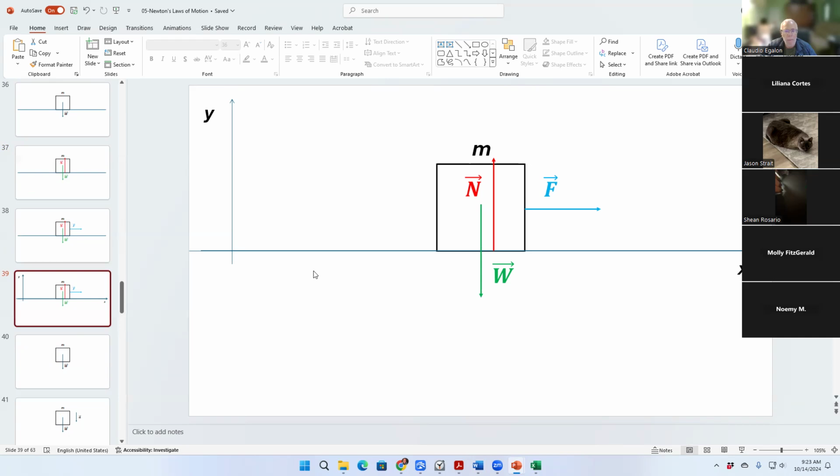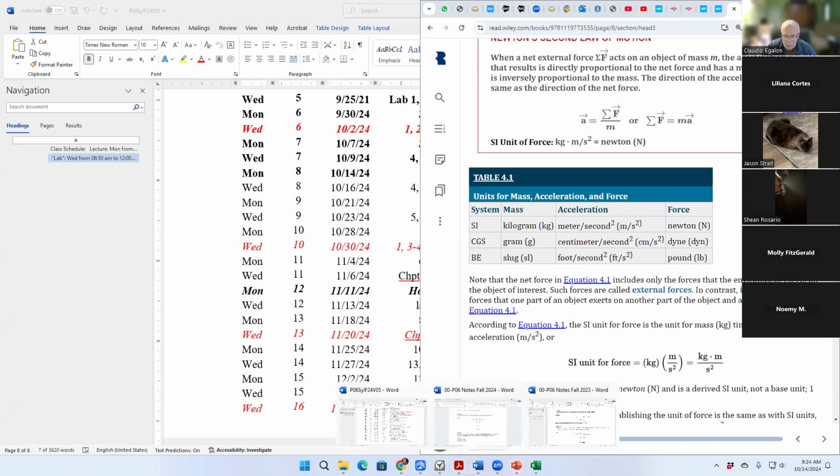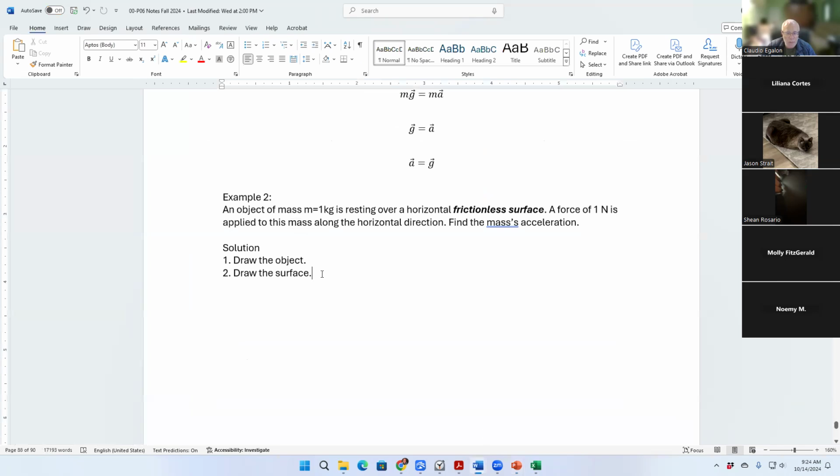Now we go ahead and solve the problem. Okay? Draw the object, draw the surface. 3, identify the forces. 4, draw the X and Y axis. Identify the forces. Here you go.